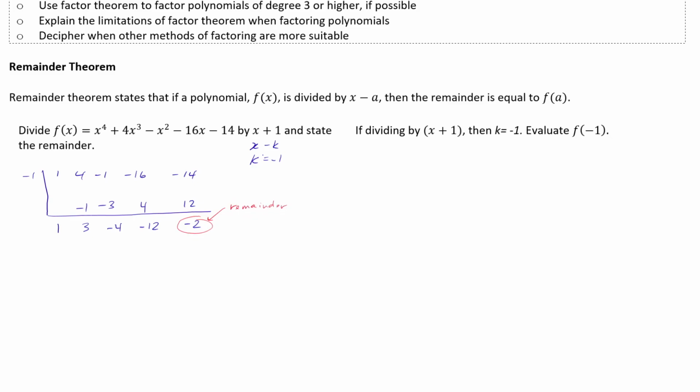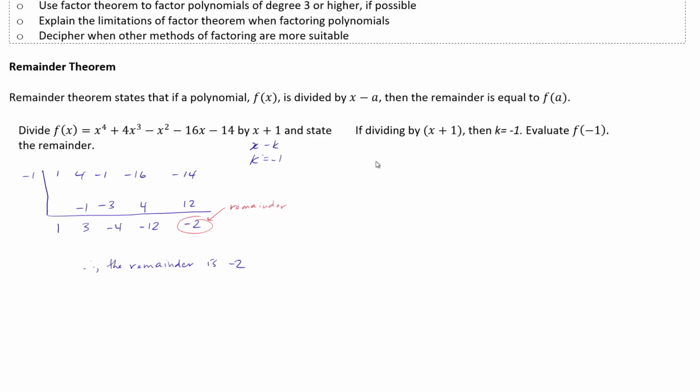Okay, so we can say, therefore, the remainder is negative 2. And what does remainder theorem say? Well, if we evaluate the function at x equal to negative 1, we should still come up with this remainder. So if we evaluate this polynomial function at x equal to negative 1, it will return the remainder.